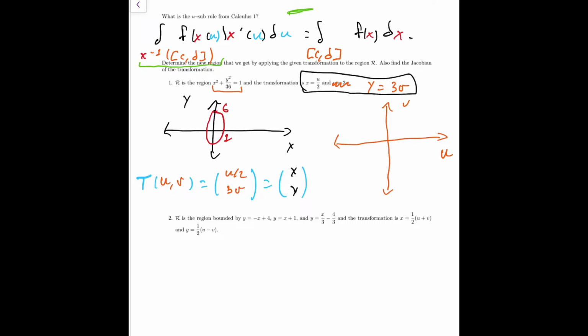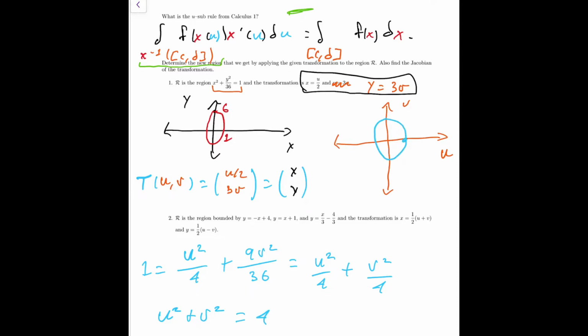So to do this, we're just going to write the xy equation in terms of u and v. So x is u over 2, so this becomes u squared over 4. y is 3v, so this becomes 9v squared over 36, and this is equal to 1. But observe that 9 over 36 is equal to 1 over 4, so this becomes u squared over 4 plus v squared over 4 is equal to 1, or u squared plus v squared is equal to 4. So this just gives a circle of radius 2 in the uv plane.